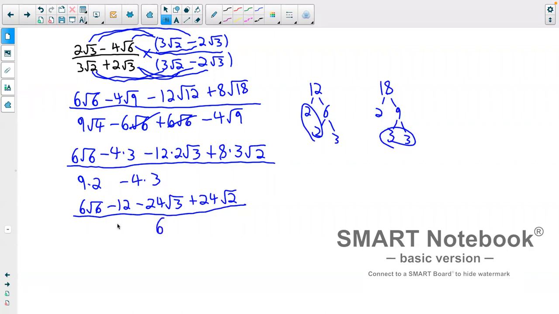Now, if possible, we reduce to lower terms or do the division here. In this case, we can actually do that division. Everything up here is divisible by 6. So 6 root 6 divided by 6 is root 6. 12 divided by 6 is 2. 24 divided by 6 is 4. And 24 divided by 6 is also 4. So our final answer is root 6 minus 2 minus 4 root 3 plus 4 root 2.